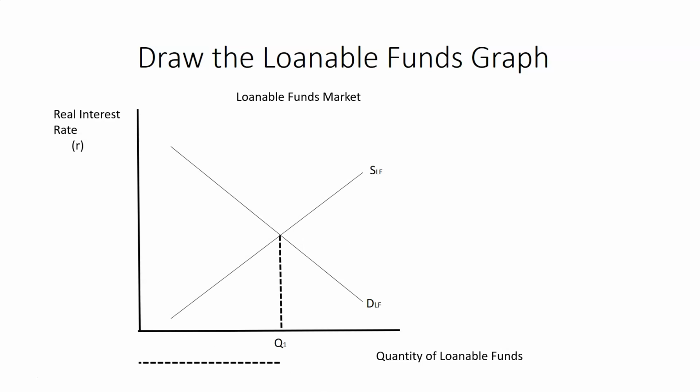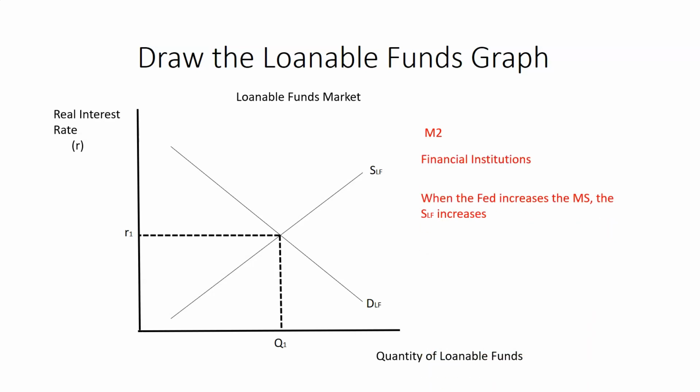You want to make sure you have your dotted lines in order to show the quantity and also the real interest rate. Things that pop into my head about the loanable funds graph. First off, this is dealing with M2. We're dealing with financial institutions and banks, your savings, and being able to get these time deposits or other forms of investment available. When the Fed increases the money supply, the supply of loanable funds also increases because now you have more money available in circulation.